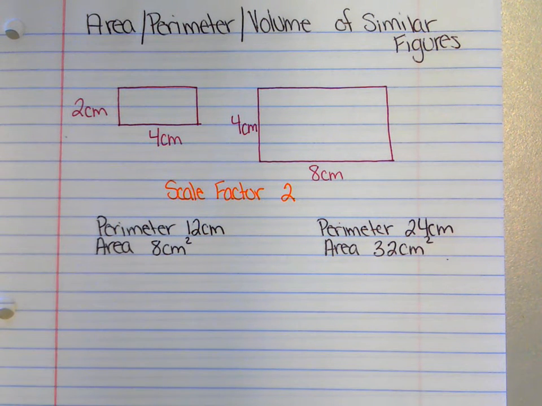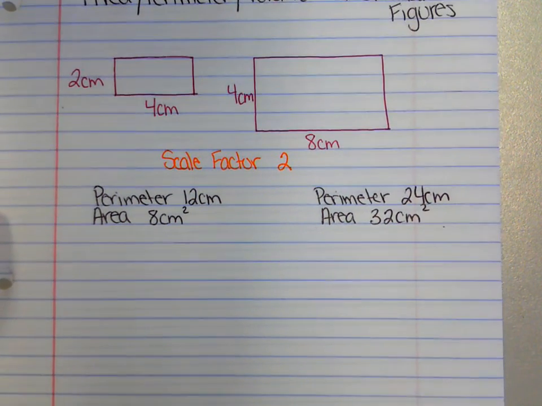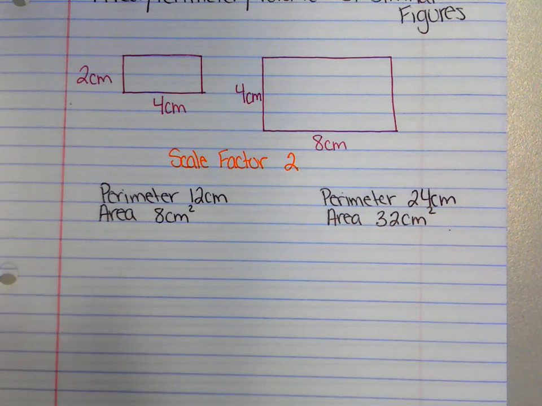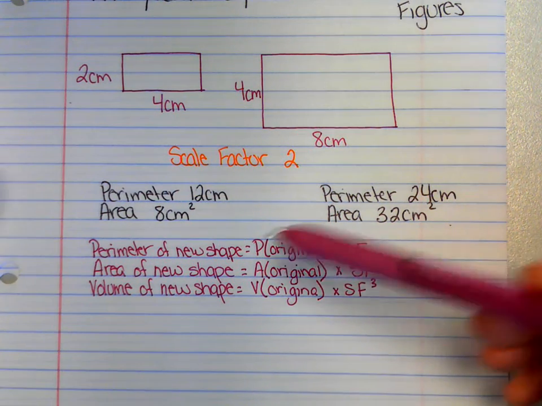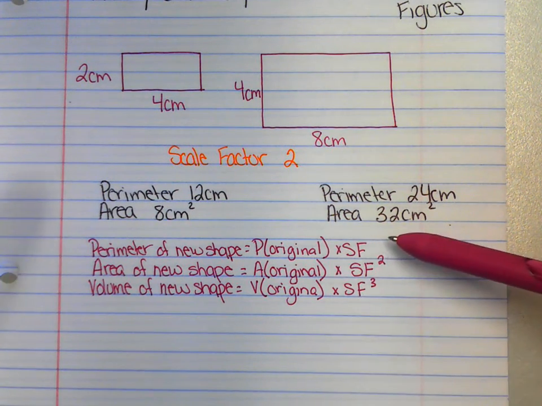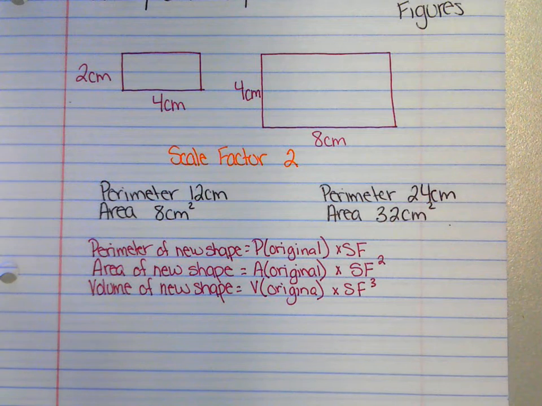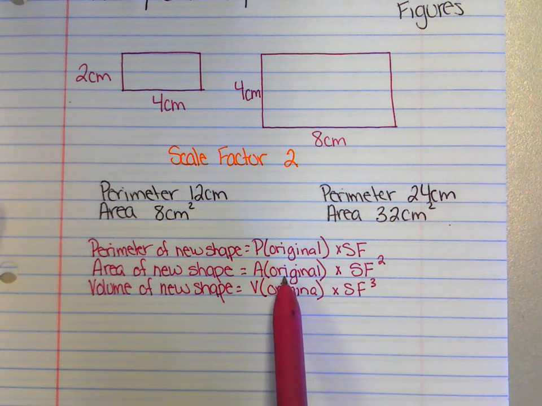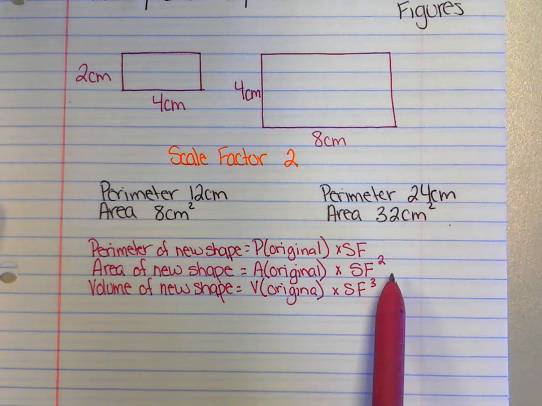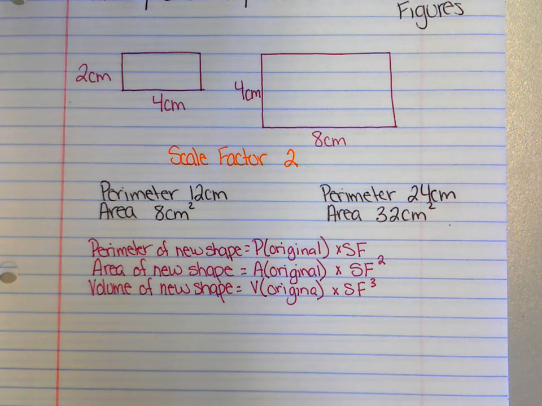For area and volume, we have a couple of formulas that we need to follow. And here they are. All right, so here are our formulas. Like I said, for perimeter, you would just do the perimeter of your original shape times your scale factor. Nothing different about that. For area, though, you take your original area times your scale factor squared. So remember, when we square it, that means it's the scale factor times itself.